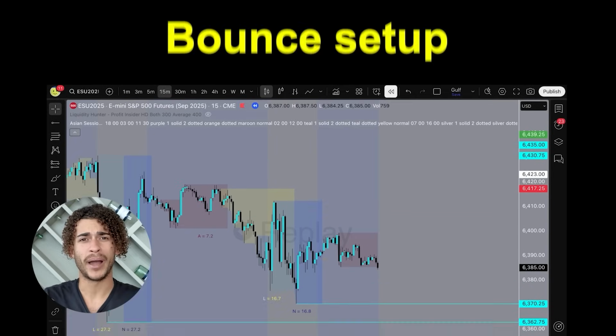This next setup is my all-time favorite setup to trade because it is so simple and just made me so much money in every market. This next setup is called the bounce setup. This setup is so simple, guys, and it has made me so much money in the last few months.